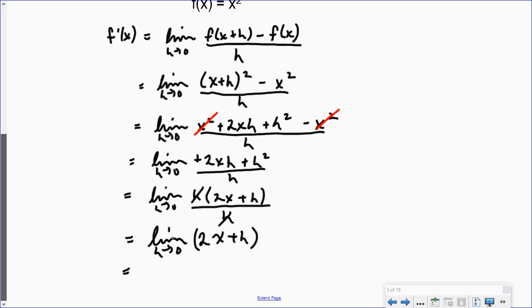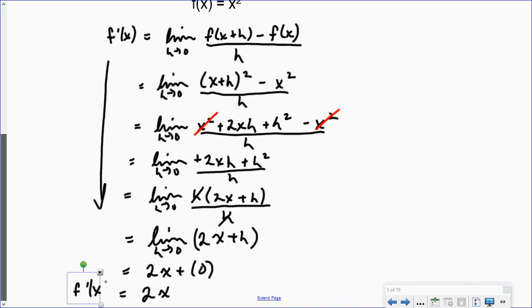Now I can remove my limit sign when I evaluate. So when I plug in h equals 0 into this expression, I'm going to have just 2x. Remember, that was my derivative function, and this is going to be important. My original function was x squared, and my derivative function is 2x.